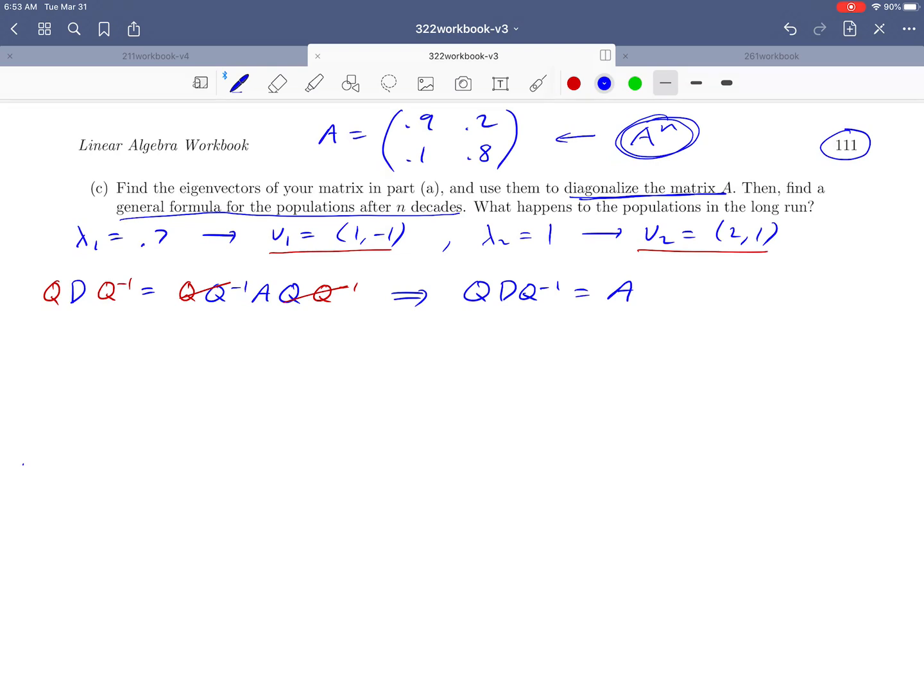All right. Well, we're interested again in the formula for A to the n. We can get that by taking (Q D Q inverse) to the n. And all that really means is that we're going to take Q D Q inverse and multiply it by itself n times.